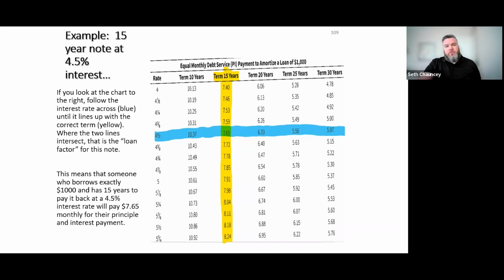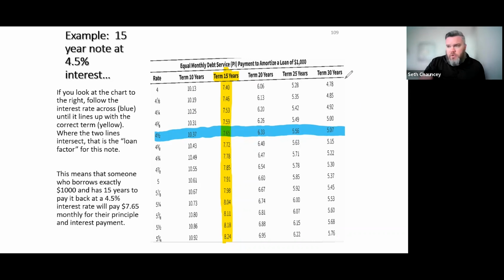Now, let me explain something else to you. You do not need to memorize this chart in any way, shape, or form. If we give you a test, we will either give you the loan factor in the question, or we will give you a picture of this chart. Nobody has to memorize this. The way that this works is all you have to do is find where the two numbers correlate.